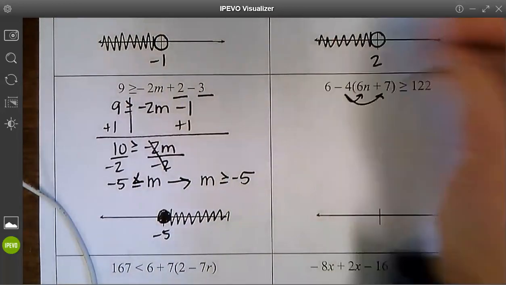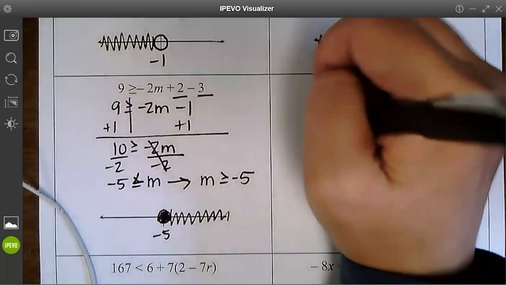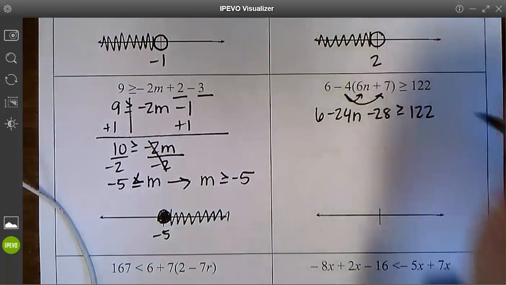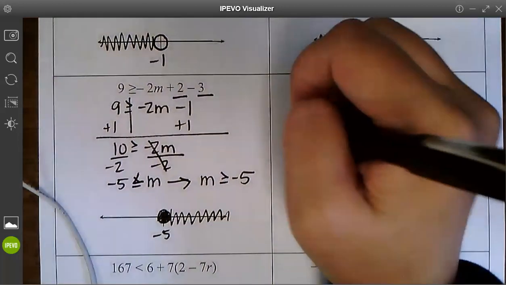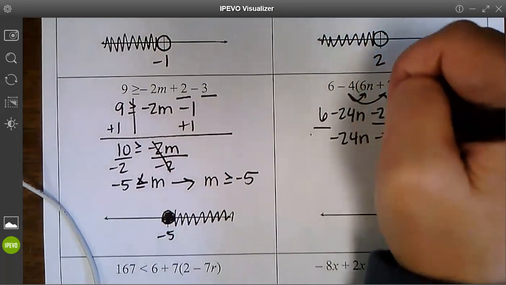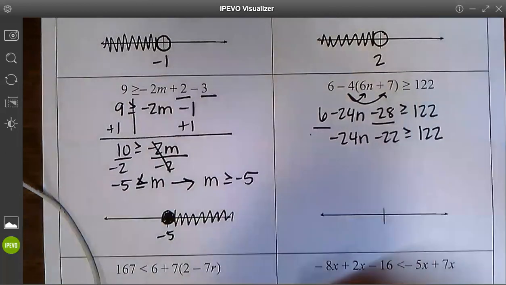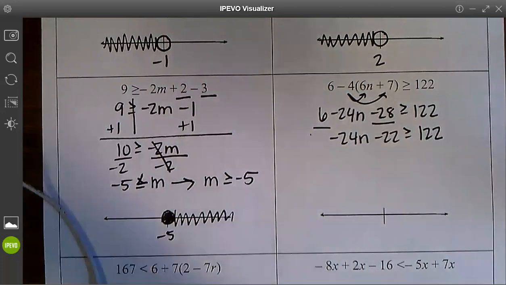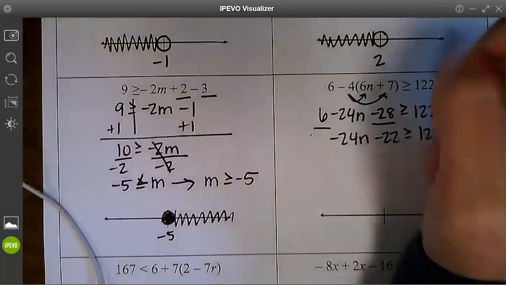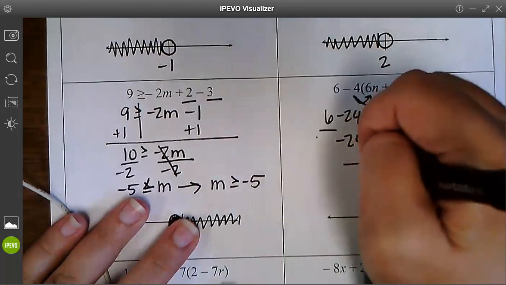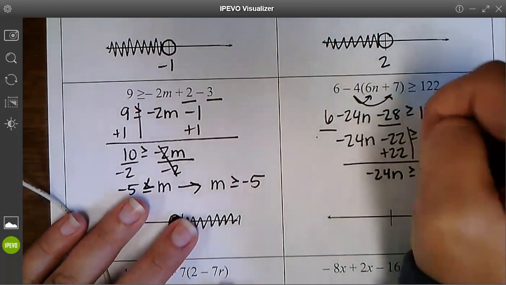The next one, I'm going to start by distributing. So I have 6 minus 24n minus 28 is greater than or equal to 122. Combine my like terms. 6 minus 28. I have -24n minus 22 is greater than or equal to 122. Now this time I need to add my 22. So 122 plus 22 on both sides. -24n is greater than or equal to 144.